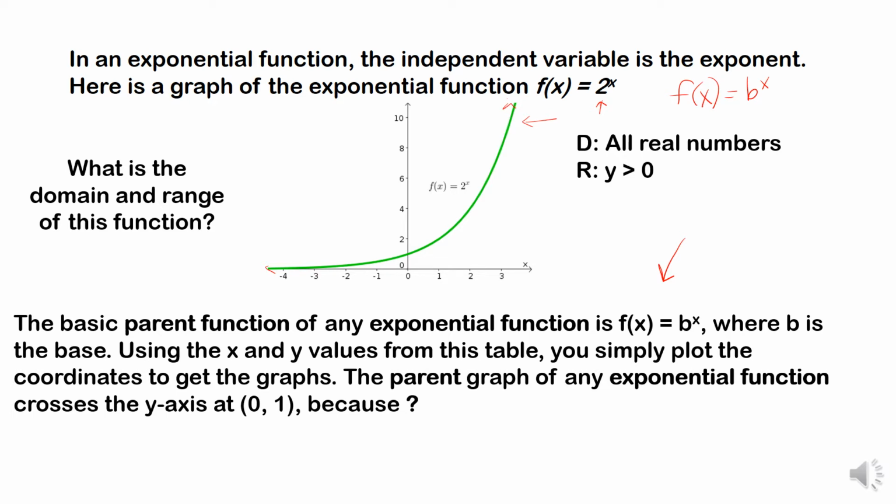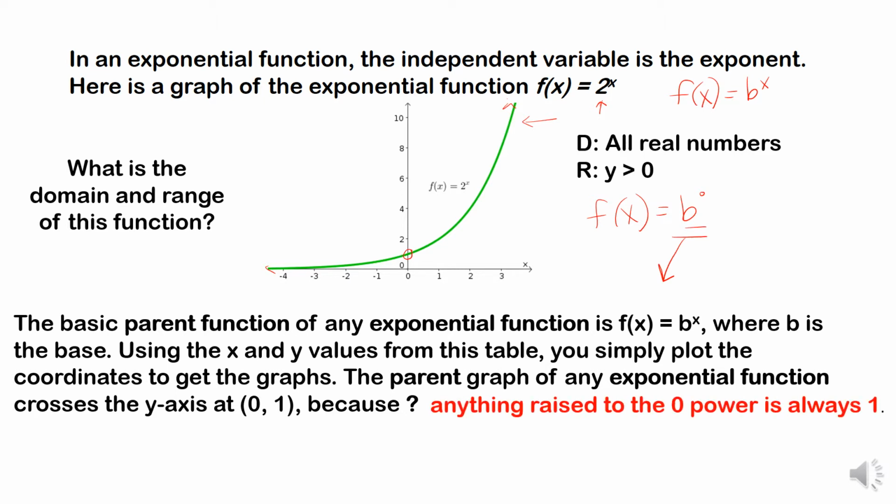The parent function of any exponential function that has not been translated crosses the y-axis at (0, 1). Why do you think that is? Think about the basic graph. When x equals 0, what is this going to equal? Anything raised to the 0 power equals 1.